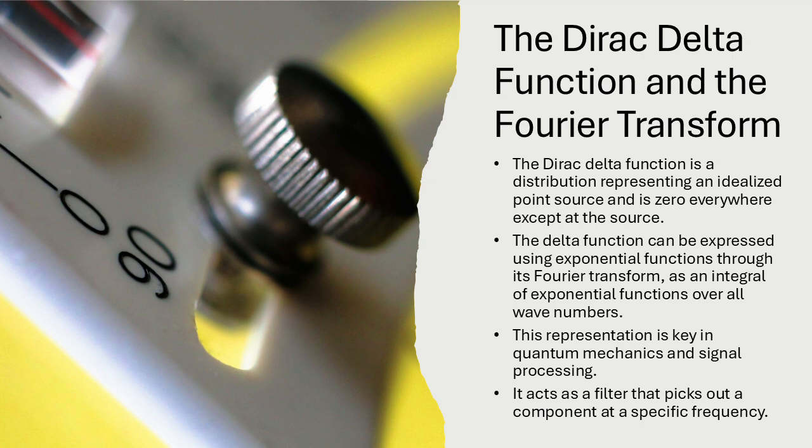And this leads us to a profound insight. If a particle's position is perfectly known, its momentum is completely uncertain, and vice versa. This is the essence of Heisenberg's uncertainty principle, which states that we can't simultaneously know both the position and momentum of a particle with perfect accuracy. So the more we know about one, the less we know about the other.